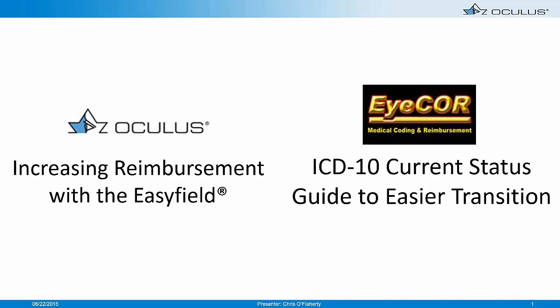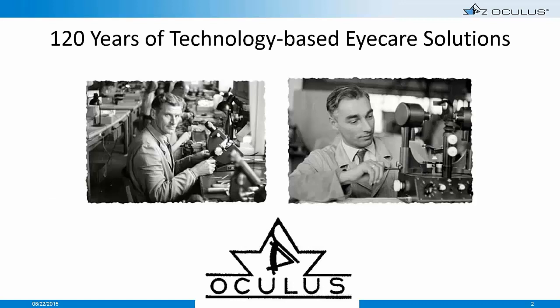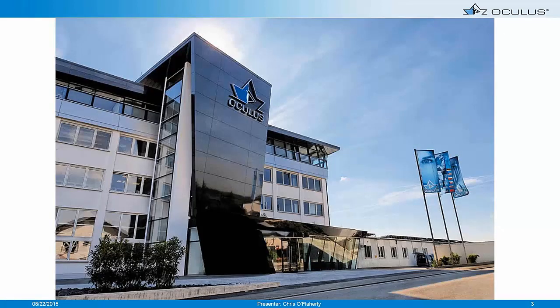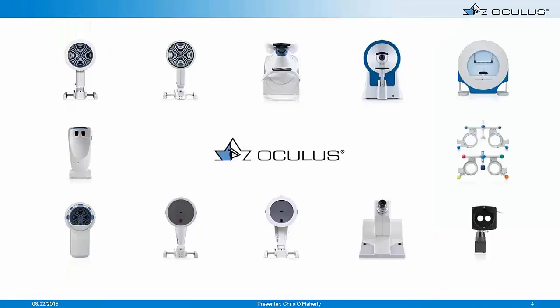So I'll start with talking a little bit about Oculus history. Oculus is a family-owned company that has been in business for 120 years, and currently Oculus produces over 100 eye care products out of their state-of-the-art facility in Wetzlar, Germany. Here's some of the common products we have here in the United States.